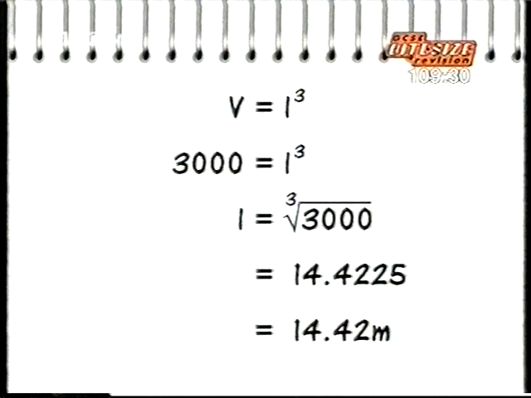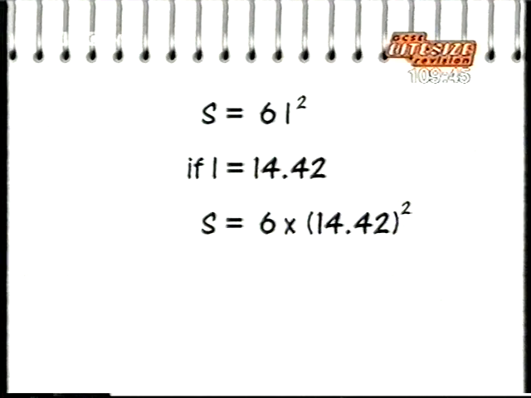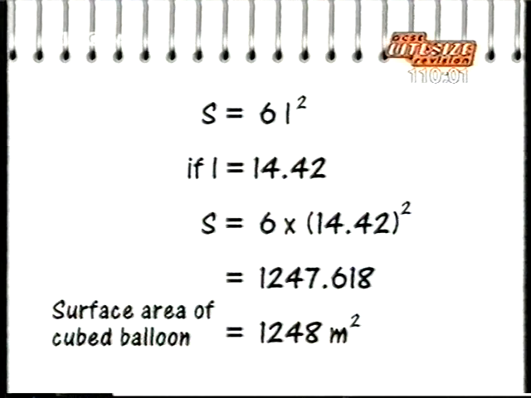Now we can use this value of L to find the actual surface area of the cubic balloon. For a cube, the surface area S is given by S equals 6L squared. If L is 14.42, that becomes 6 times 14.42 squared, which works out as 1247.618 to 3 decimal places. So, to the nearest square metre, the amount of material needed for a cubic balloon is 1248 square metres.